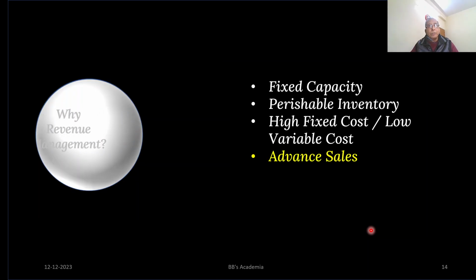Advance sales: you know that on 31st December there will be lots of booking demand. At the same time, you know that this Sunday, normally the Sunday business is low. So any people coming, you always say, okay, welcome, you are always welcome to my hotel. So advance sales you have to keep in your mind.